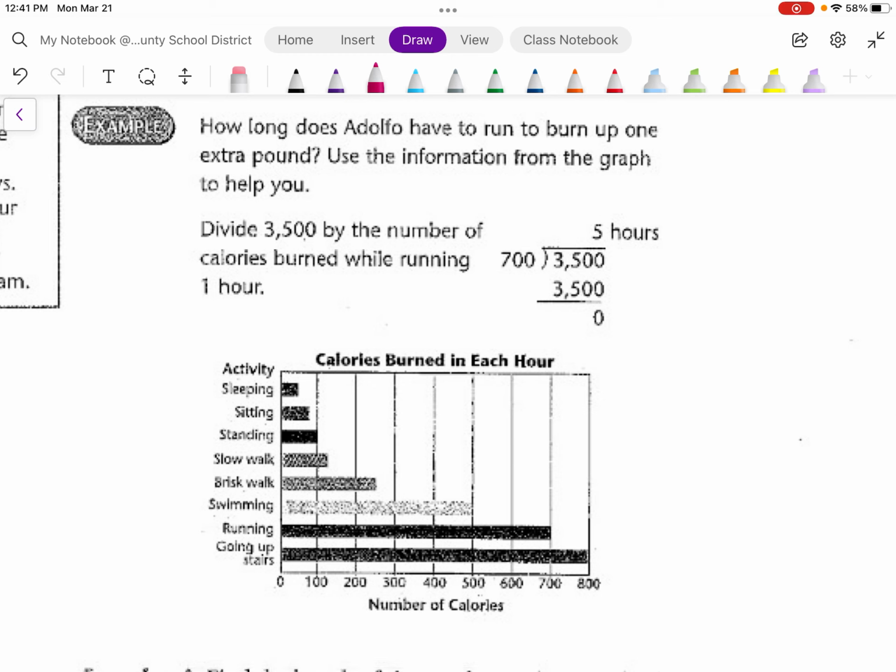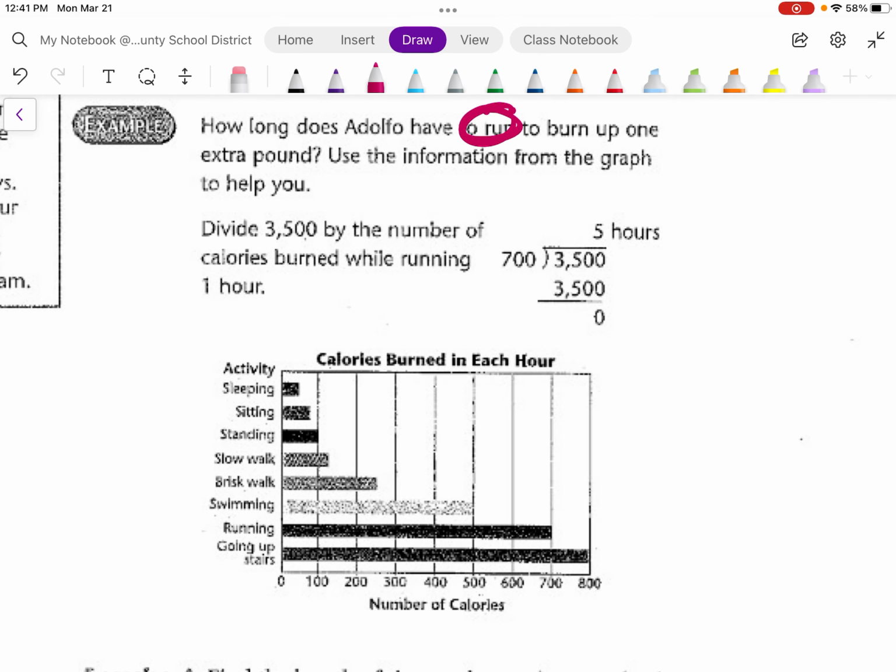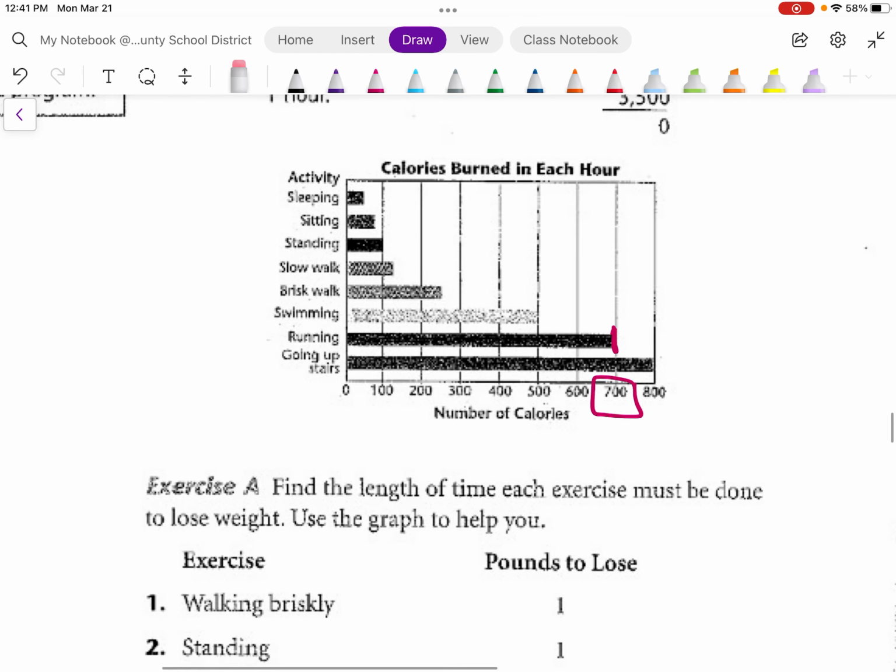Use the information from the graph to help you. Because we are choosing to run in this particular scenario, every hour we're burning 700 calories. So in order to figure out how many hours I have to run, we're going to take the 3,500, because that's how many calories are equivalent to 1 pound, and divide by 700 calories per hour, which means we're going to have to run for 5 hours to burn that 1 pound running.